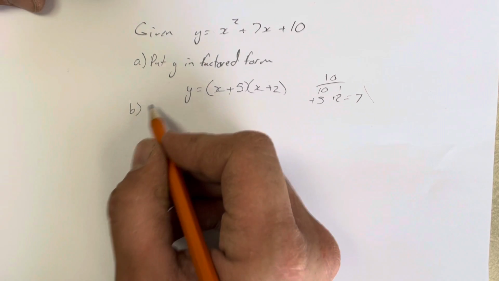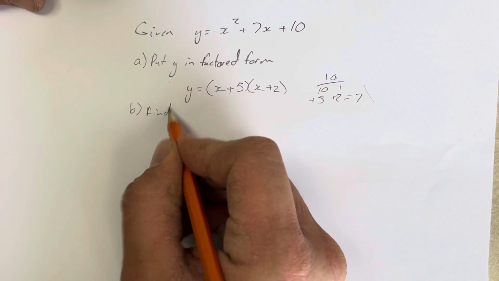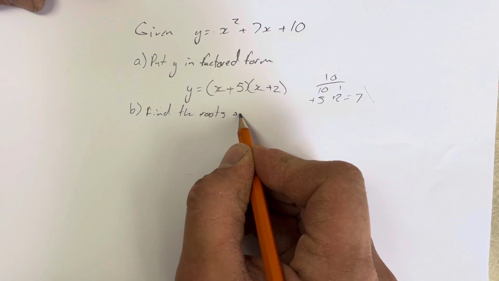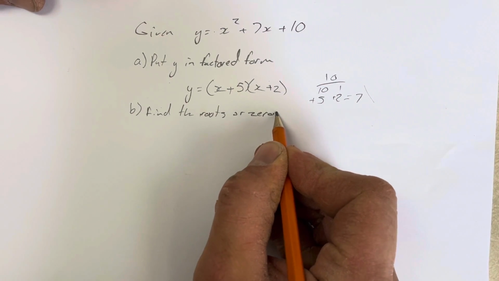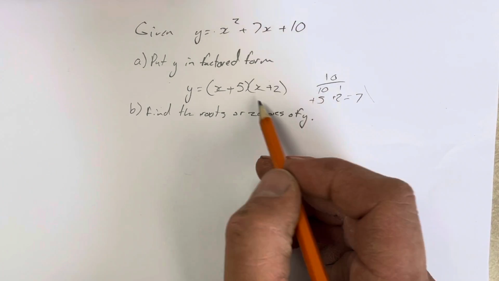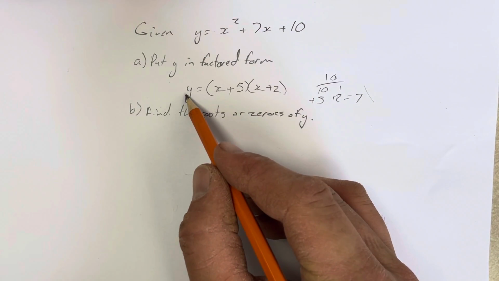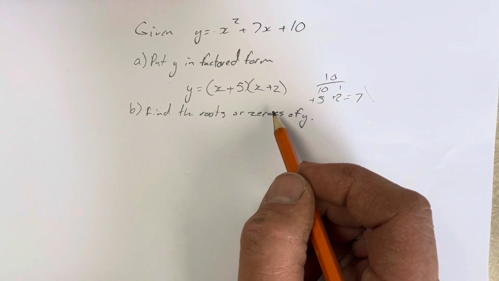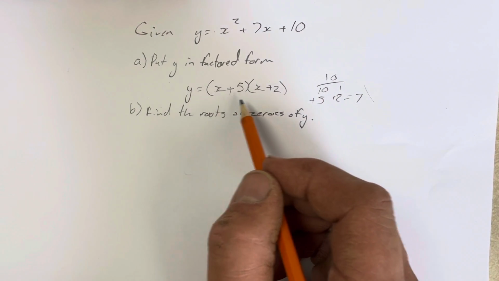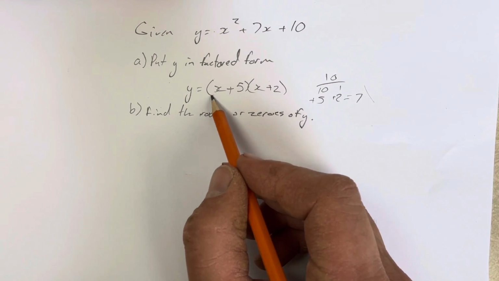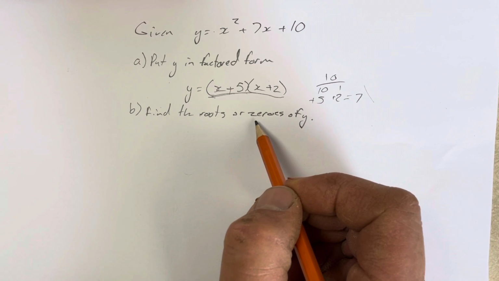Part B would then ask, find the roots or zeros of y. Now the zeros are the values of x that make y equal to 0, otherwise known as the roots, the place where the quadratic goes through the x-axis. So to find the zeros, I'm looking for a number that if I put in place of x would make the whole thing equal to 0.